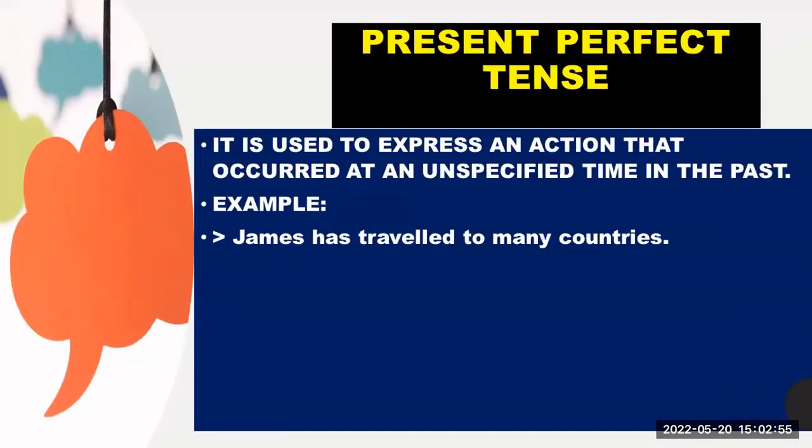Now let's look at the present perfect tense to start with. The present perfect tense is used to express an action that occurred at an unspecified time in the past, all right? The time is not known, but it's occurred in the past. It's done and dusted, and so we can use the present perfect tense to talk about it. The word perfect here gives an indication that it is a completed action, all right? For example, James has traveled to many countries.